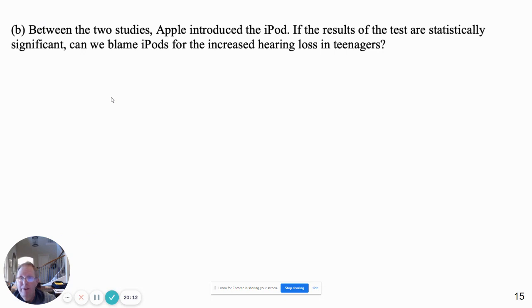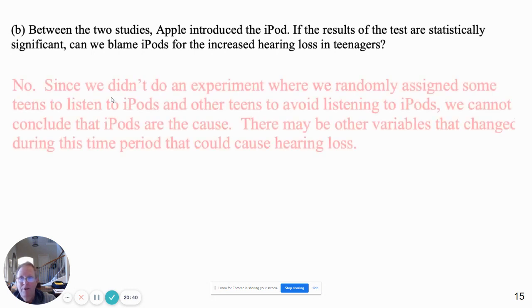So between these two studies, Apple introduced the iPod. If the results of the test are statistically significant, can we blame iPods for the increased hearing loss in teenagers? Well, that's a good question. We have a statistically significant increase in hearing loss and the introduction of the Apple iPod. Does that mean that we have causation?